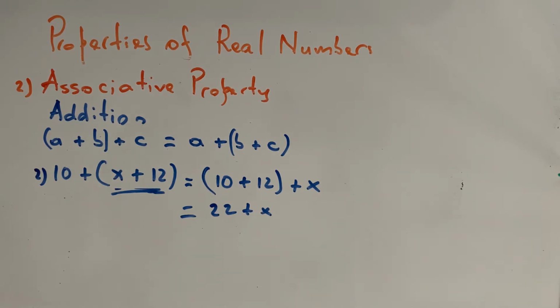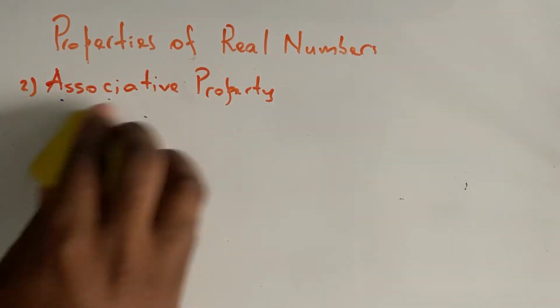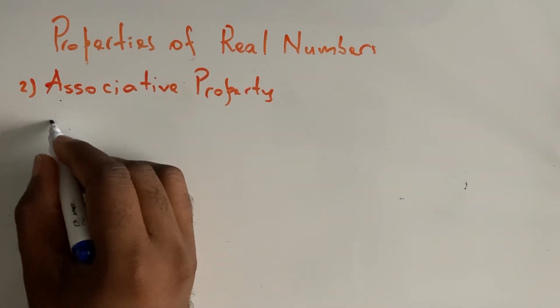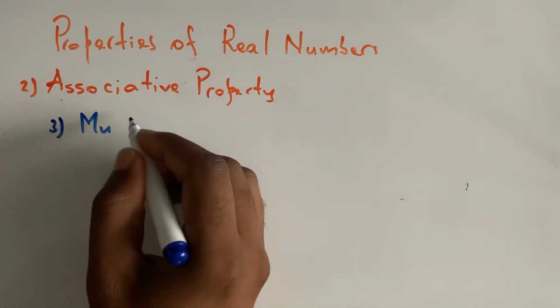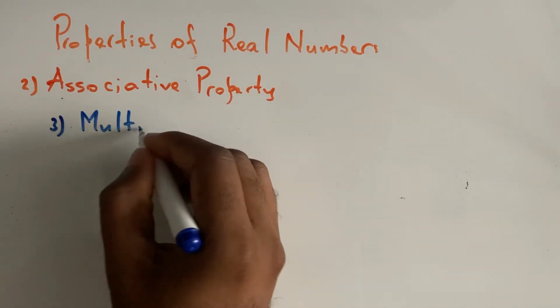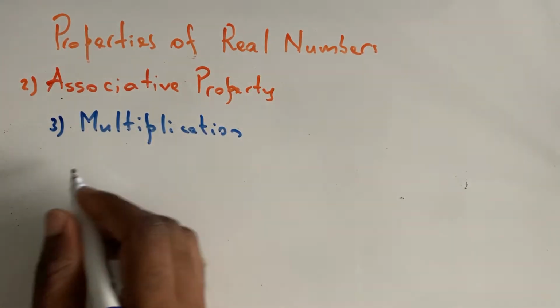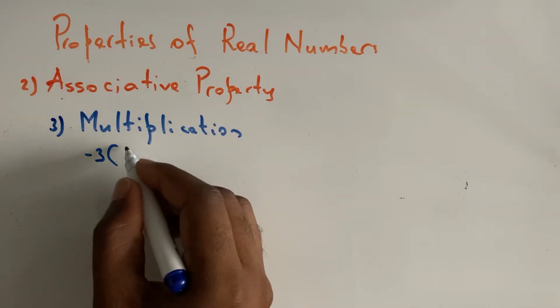How about multiplication? Well, it works for multiplication as well, right? Let's say, I'll call this example 3, and I'll say for multiplication, let's say you have -3 times 7x, for example.